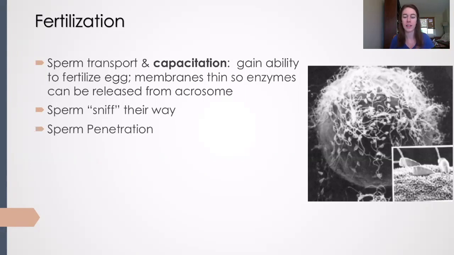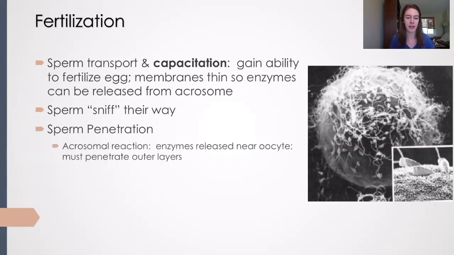Once they're there, it takes a bunch of sperm, like thousands of sperm, to actually penetrate the egg. And that requires something called the acrosomal reaction. That acrosomal reaction is when they actually release their enzymes out of the acrosome near or on the oocyte, and that is going to start to penetrate the outer layers that are surrounding the oocyte. So hundreds, if not thousands of them are going to be necessary to start breaking down that barrier, and that's what's happening in this picture right here.